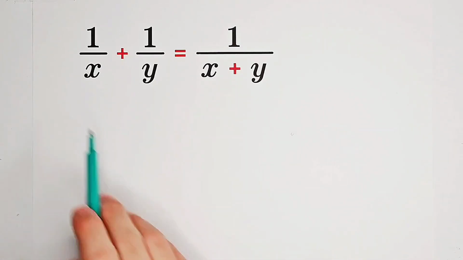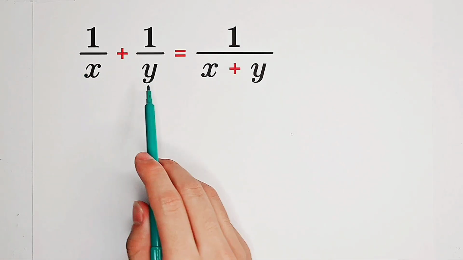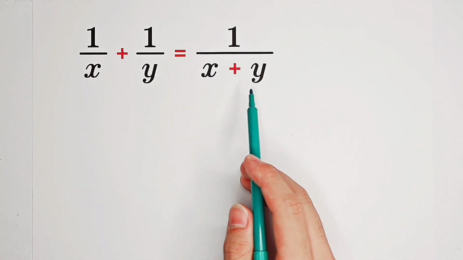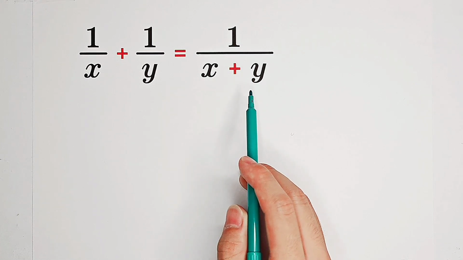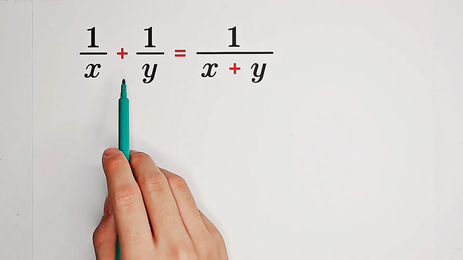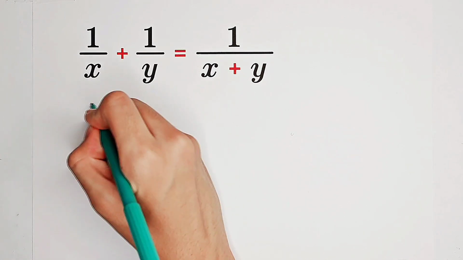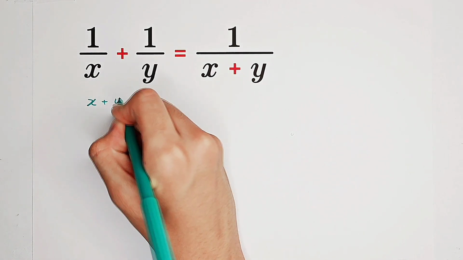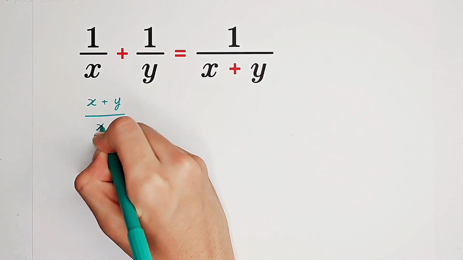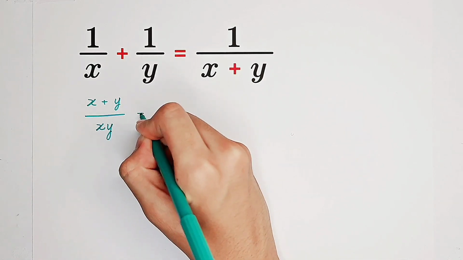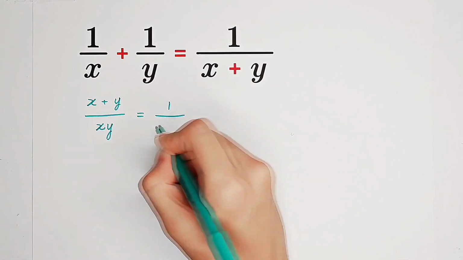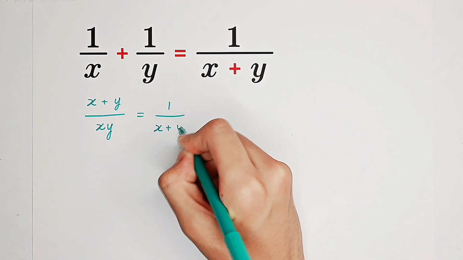Solve this equation: 1 over x plus 1 over y equals 1 over x plus y. What shall we do firstly? Simplify the left-hand side. How? 1 over x plus 1 over y is x plus y over x times y. And the right side is still 1 over x plus y.